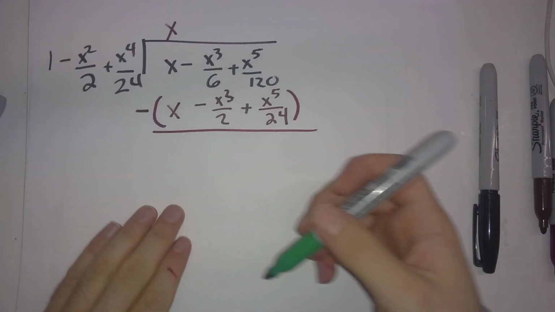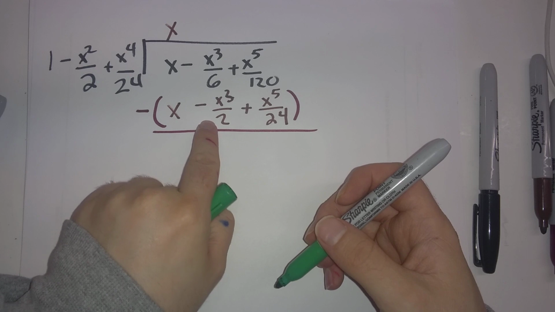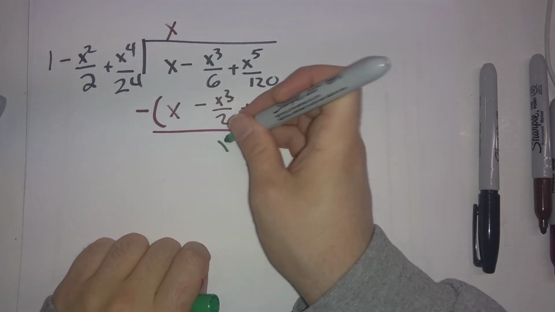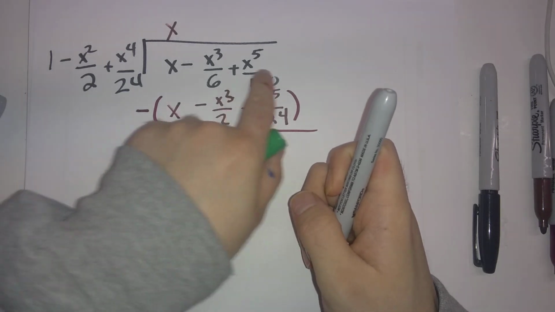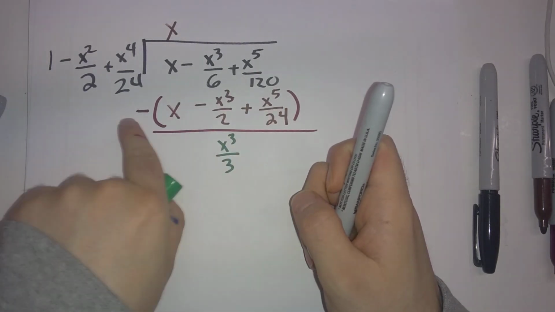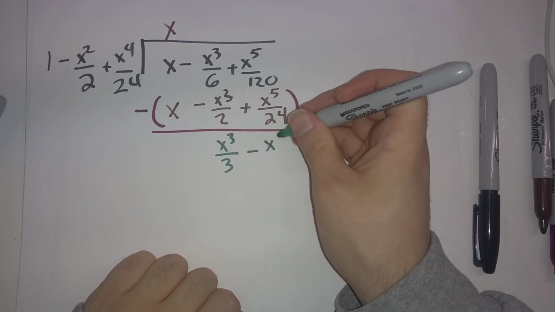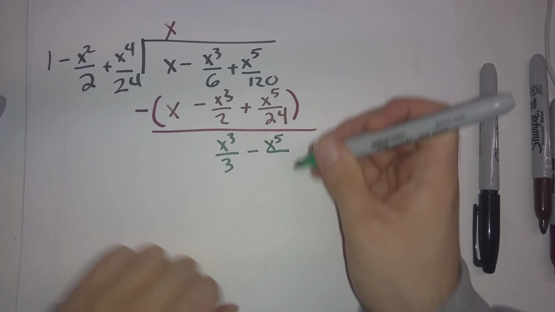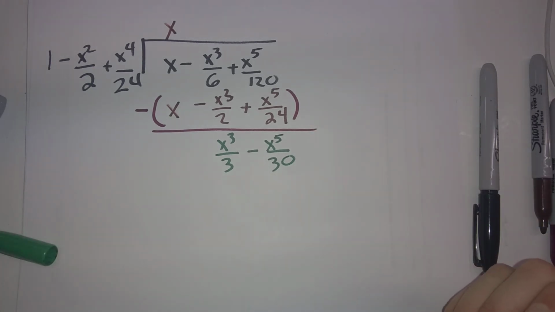x minus x is 0. X cubed minus x cubed divided by 6 plus x cubed divided by 2 is x cubed divided by 3. And x to the 5th divided by 120 minus x to the 5th divided by 24 is, I'm going to skip the crunching out the fractions here and just write down the answer, minus x to the 5th divided by 30.